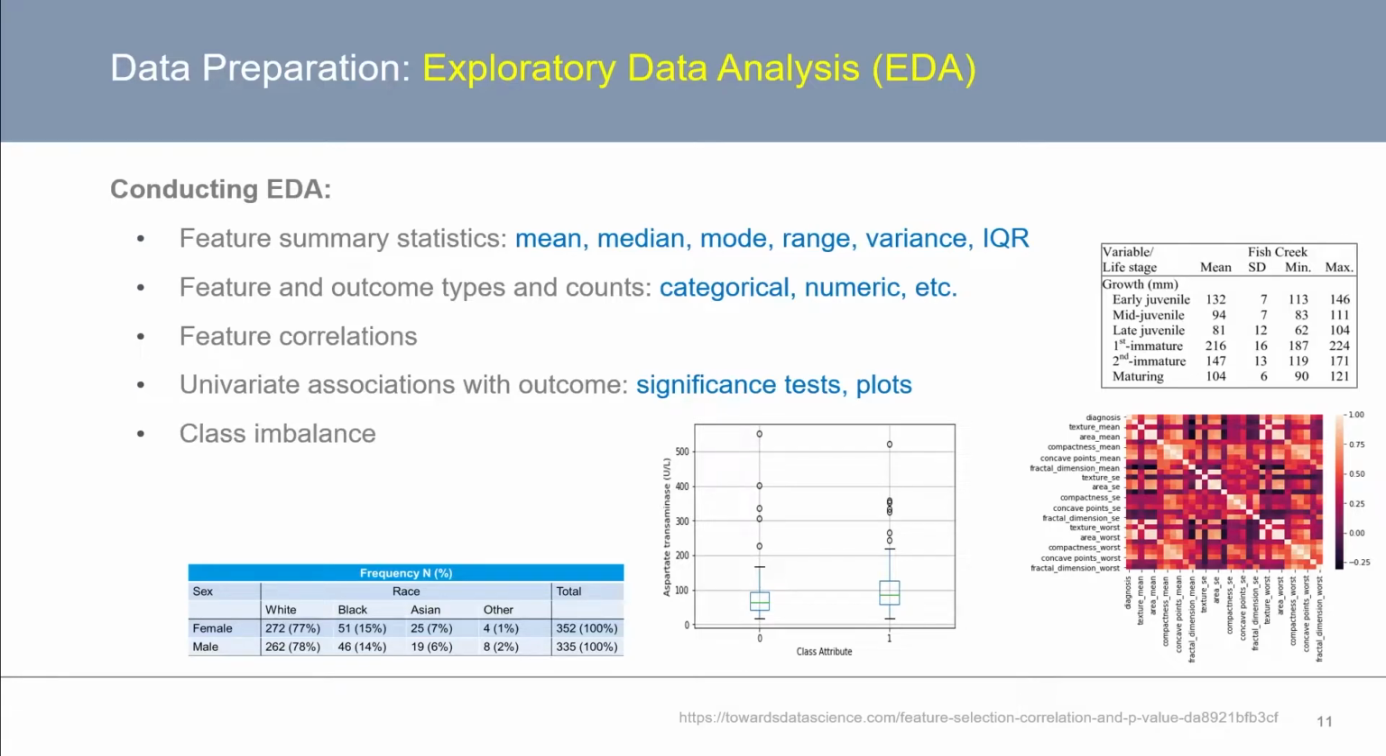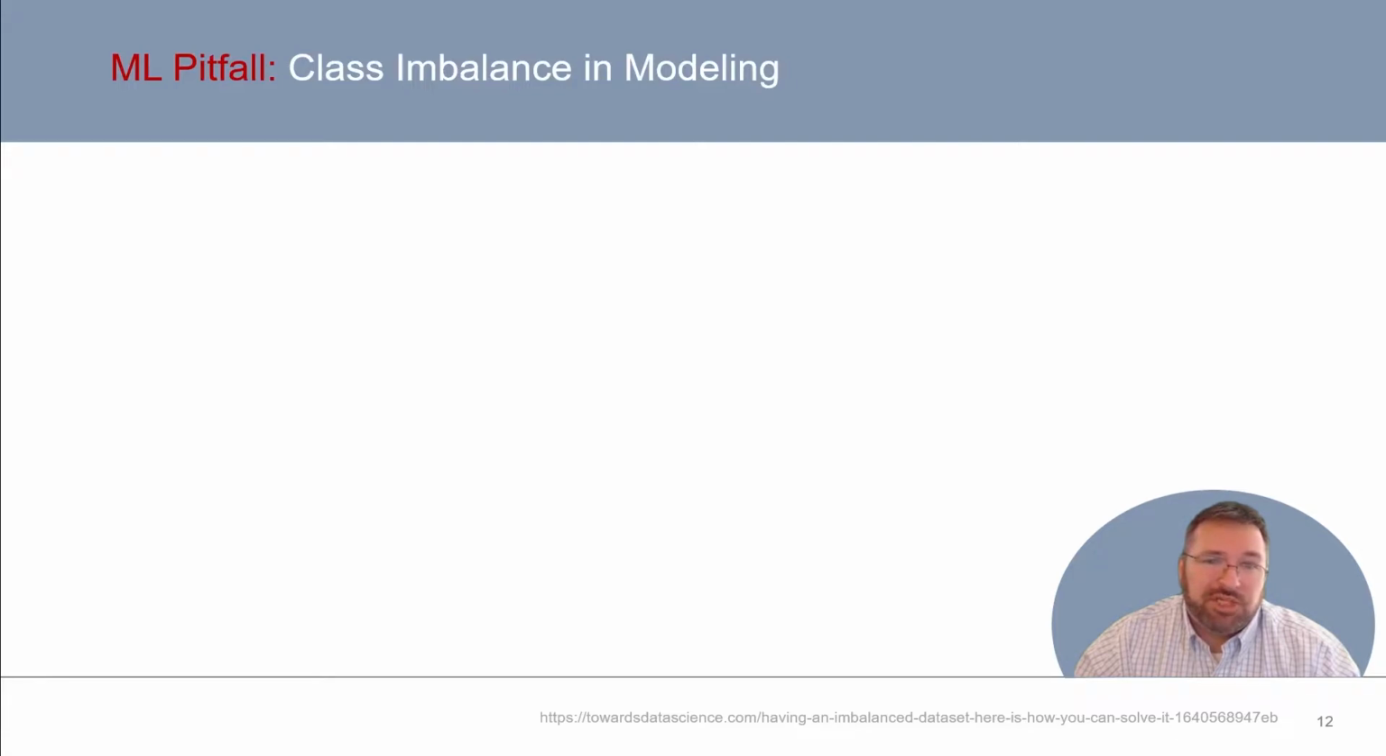EDA also includes evaluating possible class imbalance in classification problems, as well as counting the missingness of data values across features and/or instances. And lastly, EDA is the time to apply strategies for detecting data outliers that may need to be addressed. This brings us to our second machine learning pitfall, class imbalance in modeling.